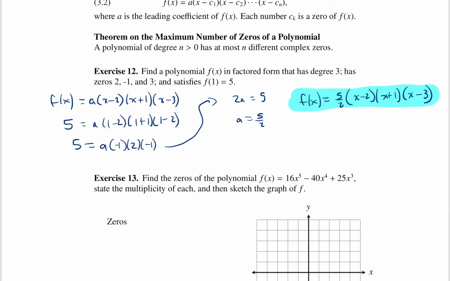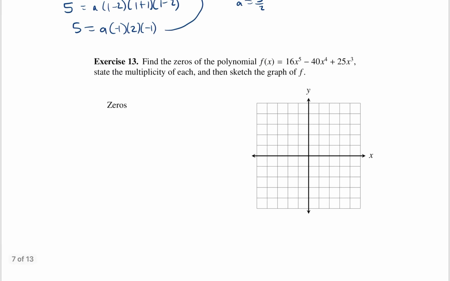You can leave our answer in factored form unless they specify that they want you to multiply it out, which they don't say. They actually say find a polynomial in factored form. This is factored form, so you wouldn't need to multiply that out. I'll highlight that for emphasis.